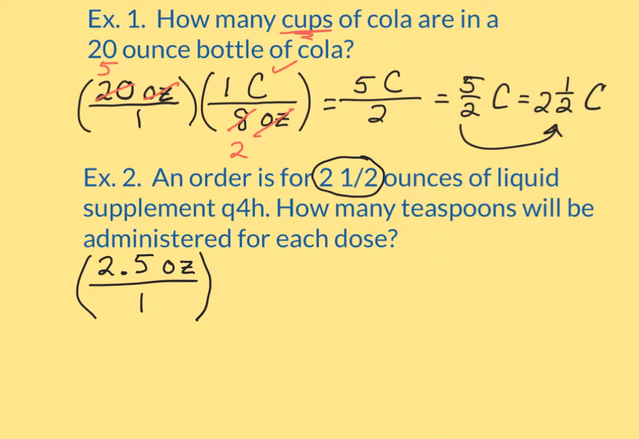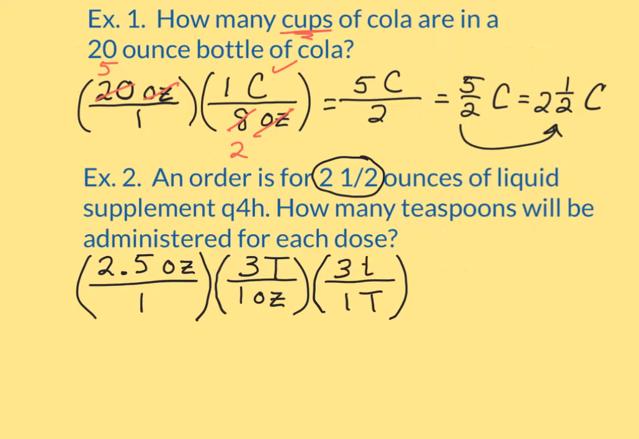Well, we need to think about our equivalents. Do we have a teaspoon to ounce equivalent? No, we don't. Not in the list I gave you. But we do have this equivalent. We have 1 ounce equals 2 tablespoons. And then we also know that 1 tablespoon equals 3 teaspoons. Put a little tail on my T there so it doesn't look like an addition sign. Let's see, have we canceled everything we need to? Our ounces canceled, our tablespoons canceled, leaving us with our teaspoons, which is what we want.